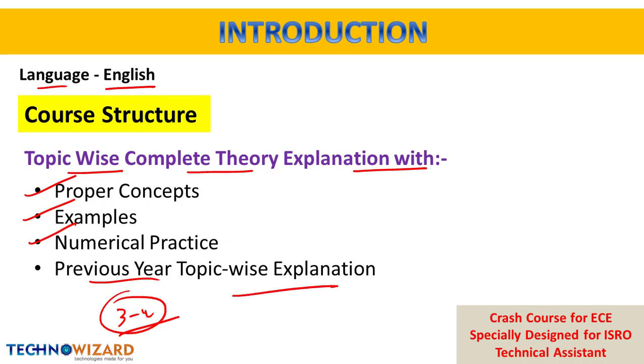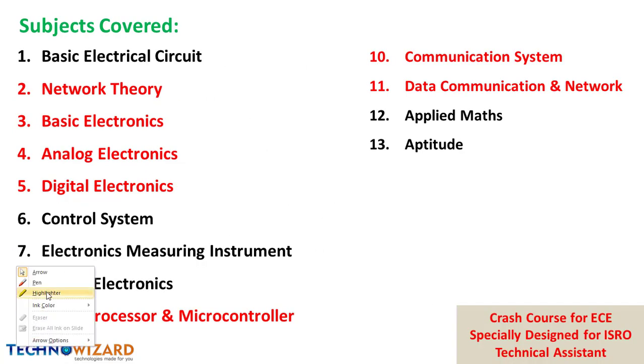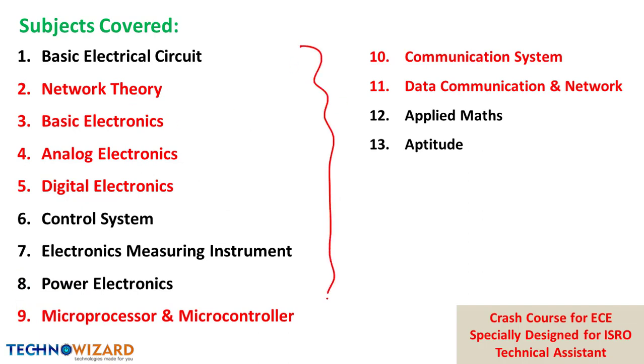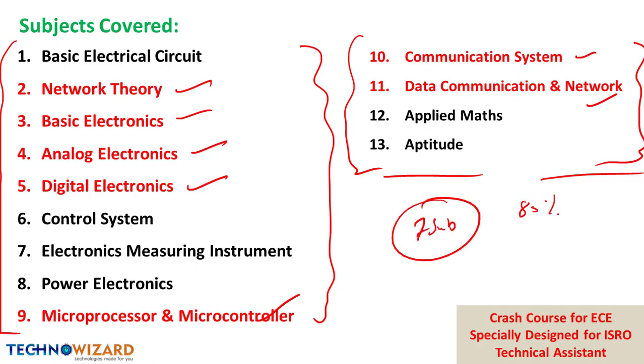Now I am giving you the schedule for the crash course. Before this, I am telling you these are the 13 subjects that I am providing in the crash course, and all the subjects related to ECE, Electronics and Communication Engineering, are covered. The red marked subjects, that is Network Theory, Basic Electronics, Analog Electronics, Digital Electronics, Microprocessor and Microcontroller, Communication System, Data Communication Network. These 7 subjects are very, very important from the ISRO point of view. Around 80% of the syllabus is covered.